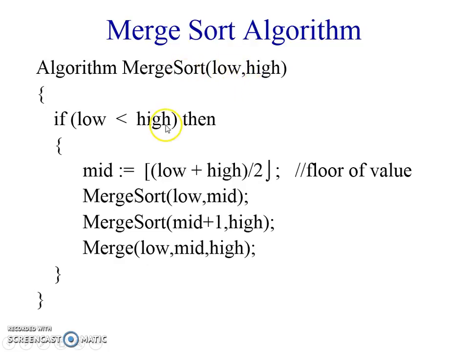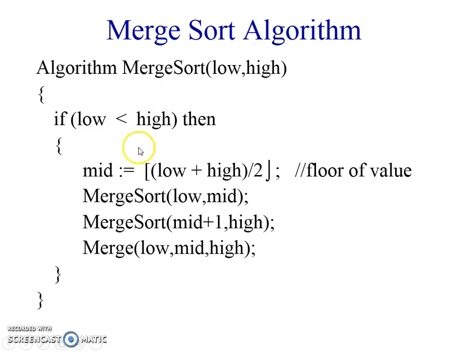sort. So if low less than high, as long as low is less than high, in the sense the array has got more than one element. So when will it exit? When it has got only one element, because in that case my low will be equal to high. But as long as it has more than one element, what am I doing? I am computing the center value, because I have to divide the list into two equal lists. So I am computing the center value, calling my merge sort again recursively.